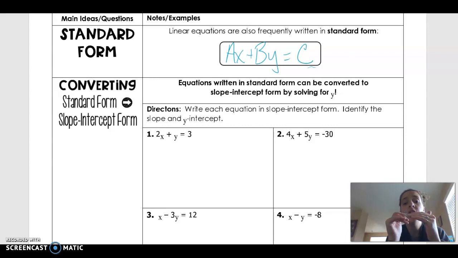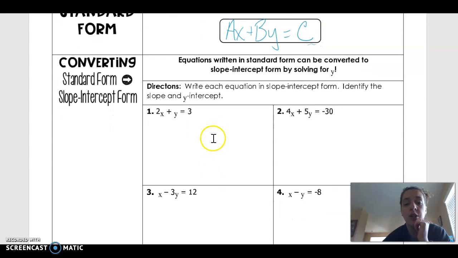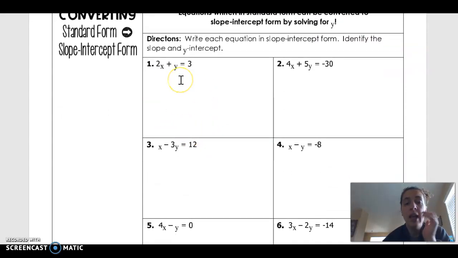Like it says, you can rewrite this type of equation, or this form of an equation, into slope-intercept form to make it easier to graph just by solving for y. So that's what we're going to be doing here. First, we're going to be writing each equation in slope-intercept form, and then it's easy to find the slope and the intercept.